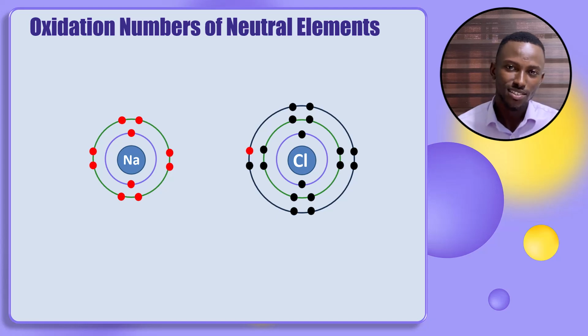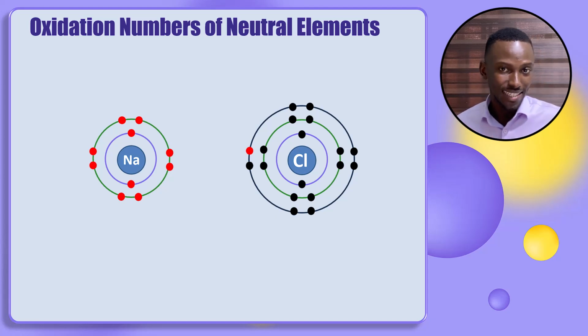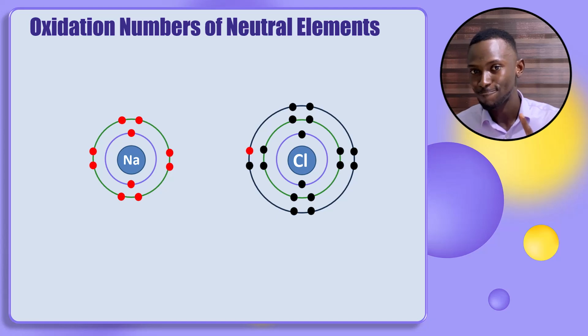So the question is, what then becomes the oxidation number of an atom when it forms an ion, either being a cation or an anion? That is what we'll be discussing in our next lesson.